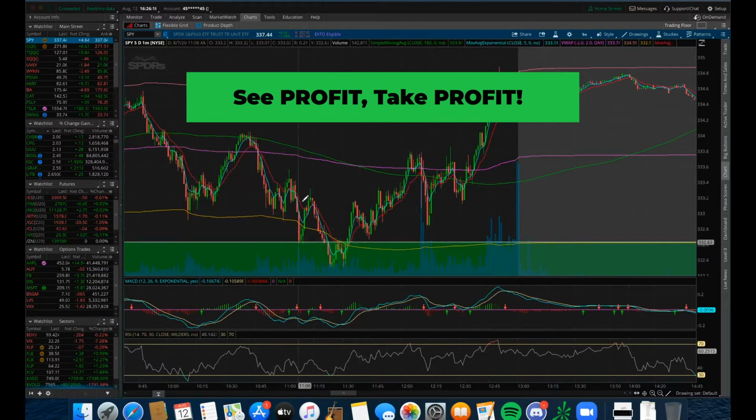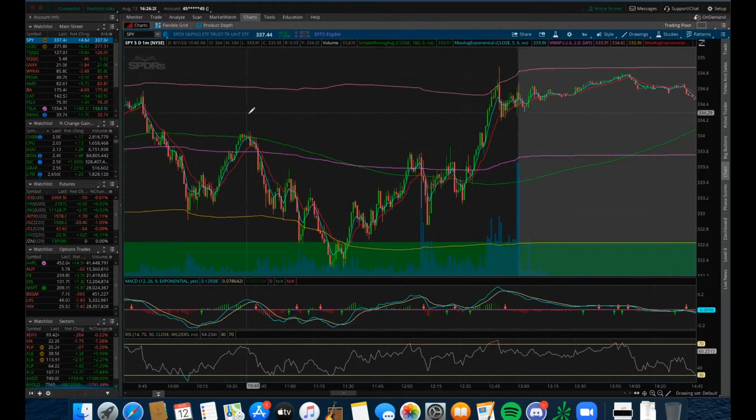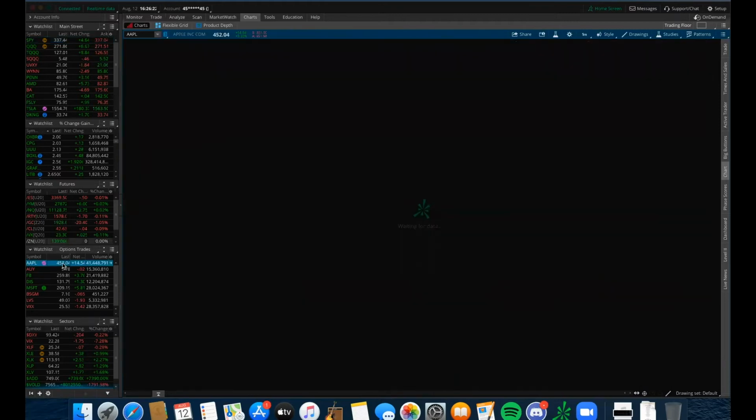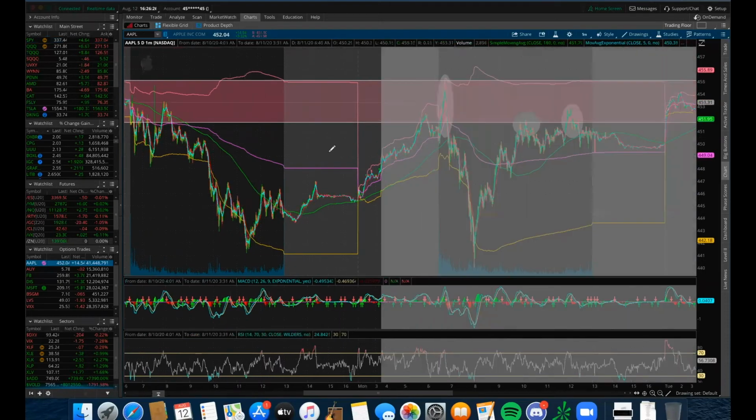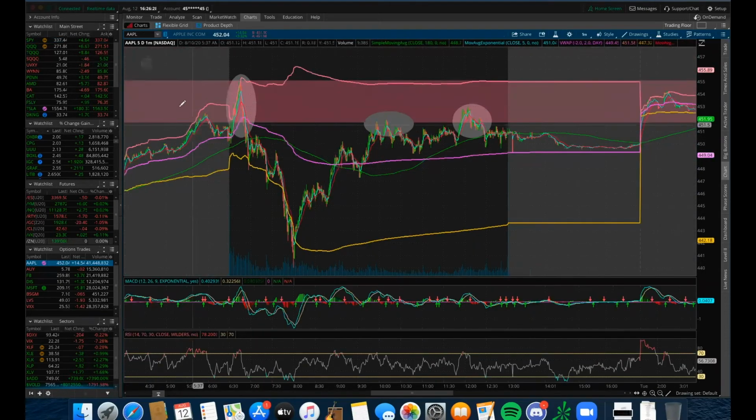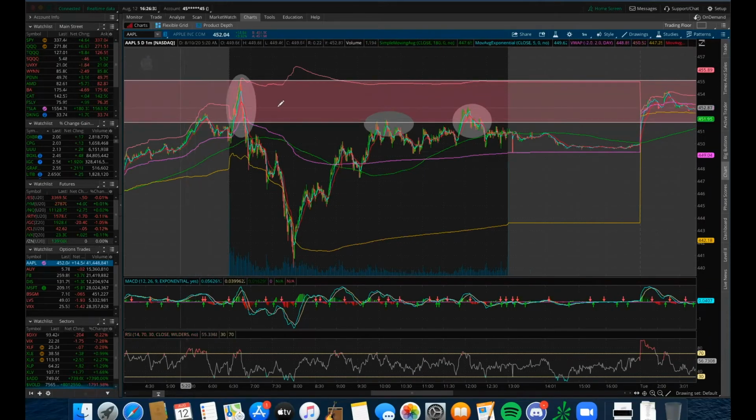So what about the top side? Do you have an example of where it's hit that top zone? We can go to Apple. I already have this marked out. So if you're going to take a trade out of speculation, let's say you want to use them to initiate a trade. Here's an example.